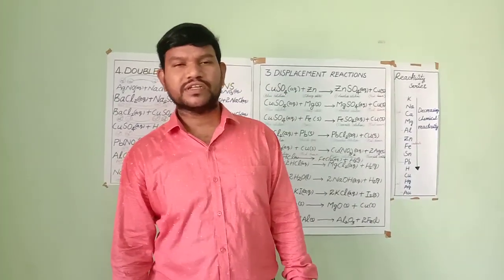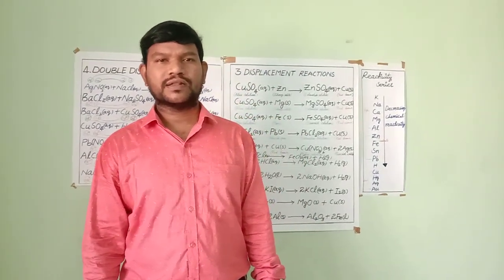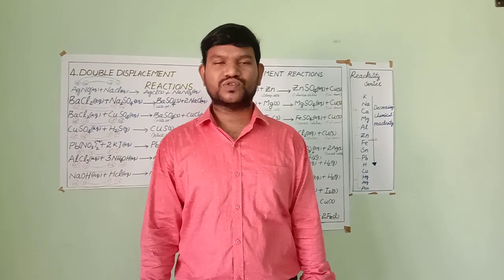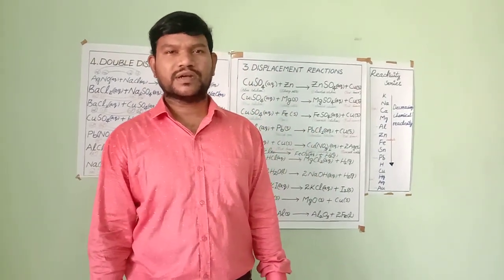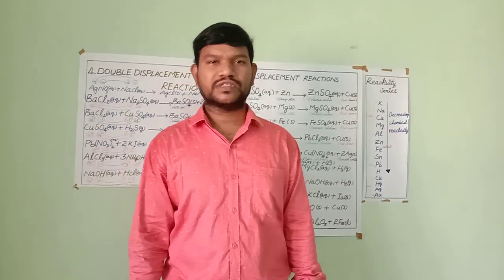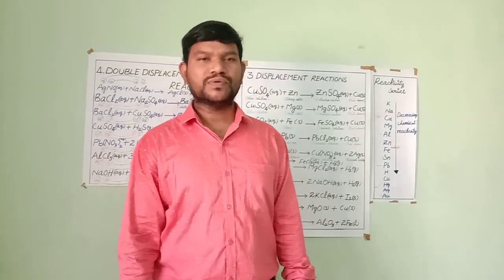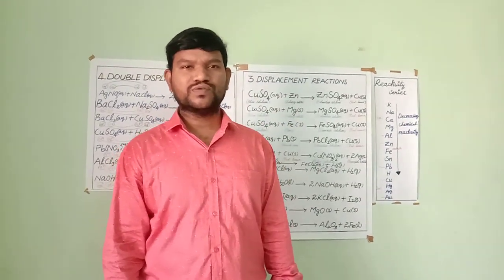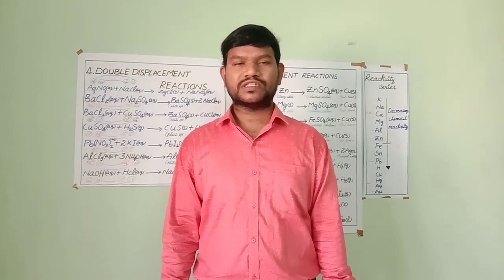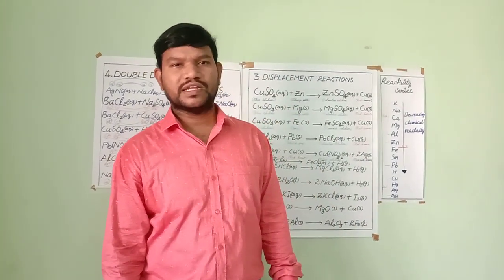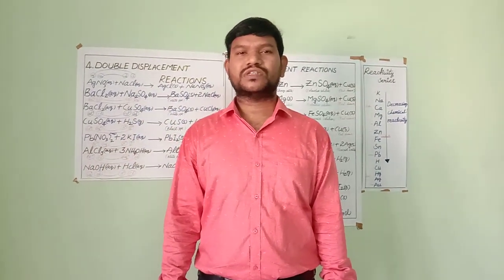Those reactions in which two compounds combine together and mutually exchange their ions to form two new compounds are called chemical double displacement reactions. Once again I am repeating the definition. When two compounds are combined together, they mutually exchange their ions to form another two new compounds, which is called a chemical double displacement reaction. This is also known as a chemical double decomposition reaction.